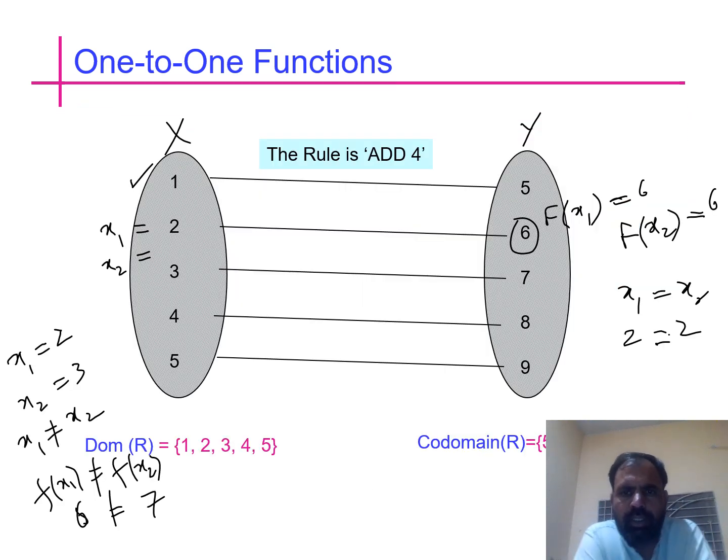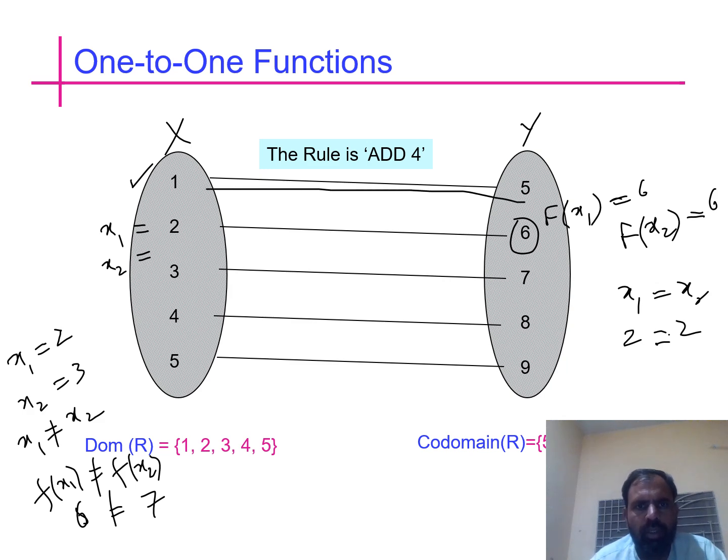One-to-one function, here is an example. This is the set X: 1, 2, 3, 4 and 5. Here is the set Y: 5, 6, 7, 8, 9. So one-to-one means this input gives the output 5, and this input gives the output 6. So this is x1, this is f of x1.